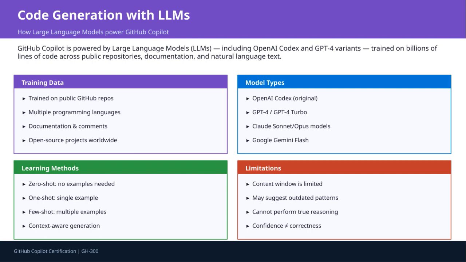Despite these strengths, there are some important limitations to keep in mind. The model's context window is limited, so it can only consider a certain amount of code at a time. Sometimes, it might suggest outdated coding patterns or approaches. It's also crucial to note that while the model can generate plausible code, it doesn't perform true reasoning, so its confidence in suggestions doesn't always equal correctness. Being aware of these helps us use Copilot more effectively and safely.